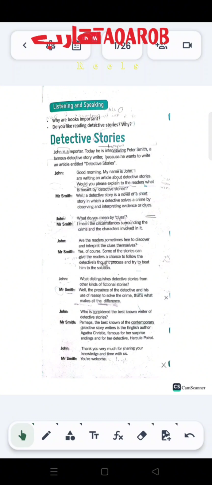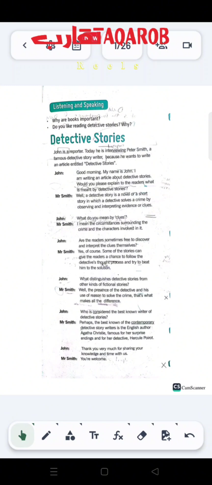John: Good morning. My name is John. I am writing an article about detective stories. Would you please explain to the readers what is meant by detective stories? Mr. Smith: Well, a detective story is a novel or short story in which a detective solves a crime by observing and interpreting evidence or clues. John: What do you mean by clues? Mr. Smith: I mean the circumstances surrounding the crime and the characters involved in it.